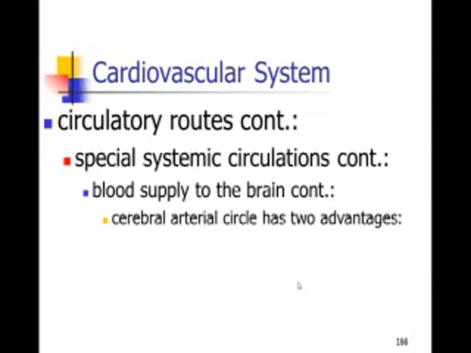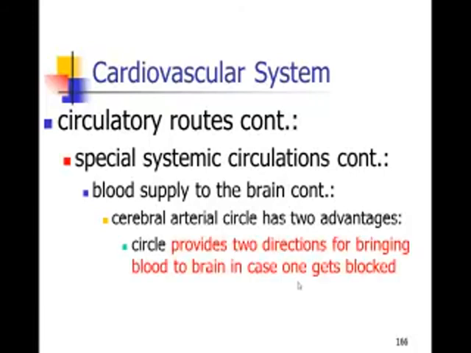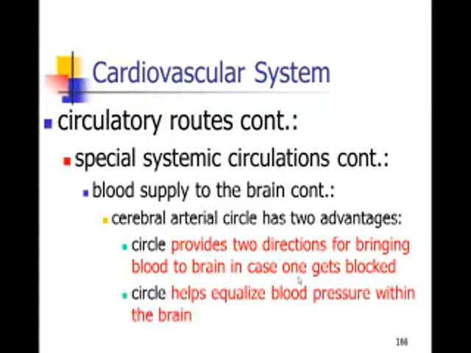So, what is the advantage of this circle? The circle provides for blood coming from two directions to bring its materials into the brain, and this is beneficial because if one of those directions gets blocked, the blood can still get into the brain. Now, if you remember, I think we talked about this, there is no collateral circulation within the brain itself, but this is sort of external to the brain, so it does bring blood in from a couple of directions there. And also the circle helps equalize blood pressure within the brain, which is very important.